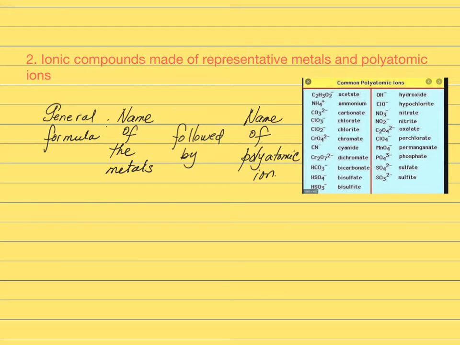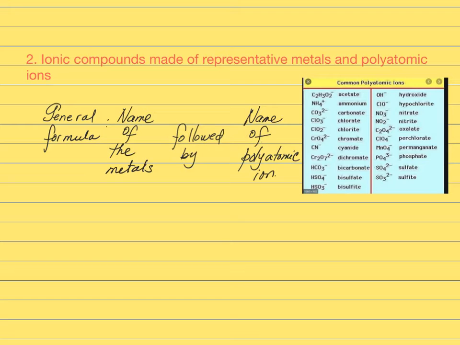So when you have an ionic compound made of a representative metal and a polyatomic ion, how are you going to name that ionic compound? The answer is easy. And you have that over here. The general format to write the name of ionic compounds made of representative metals and polyatomic ions is to write the name of the metal followed by the name of the polyatomic ion.